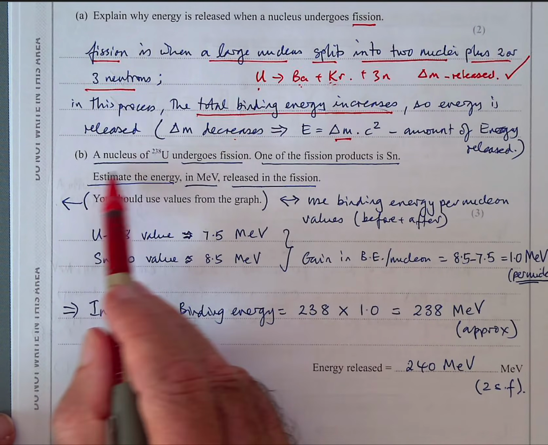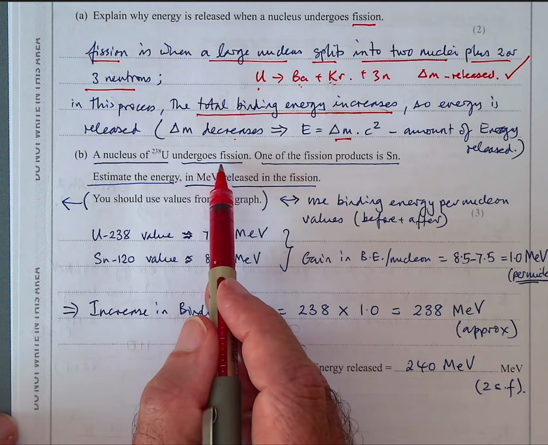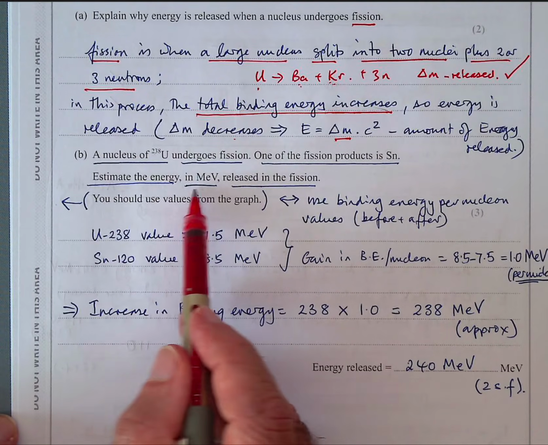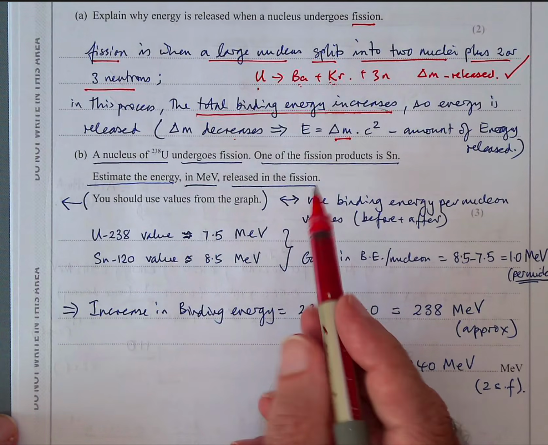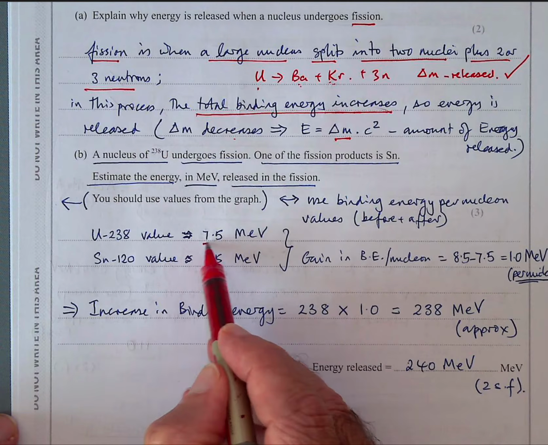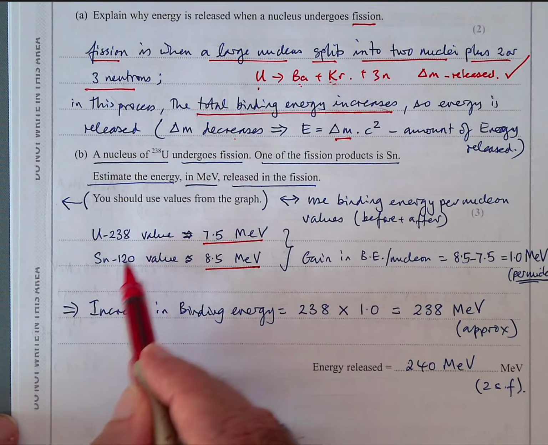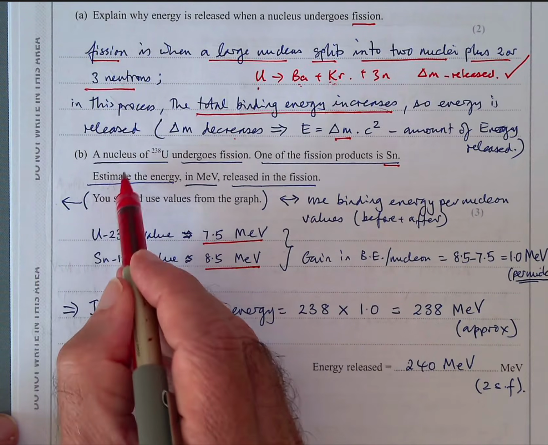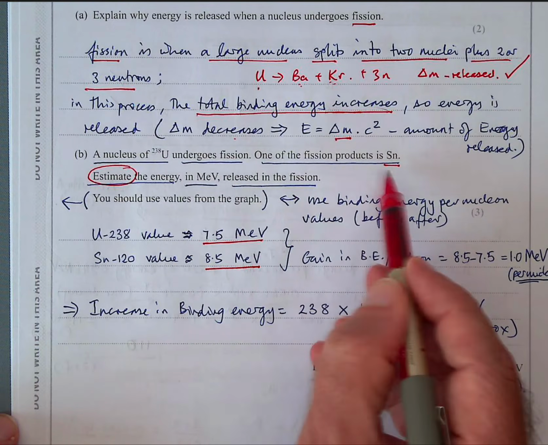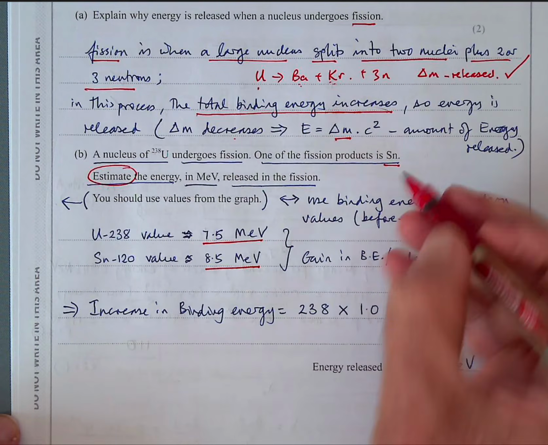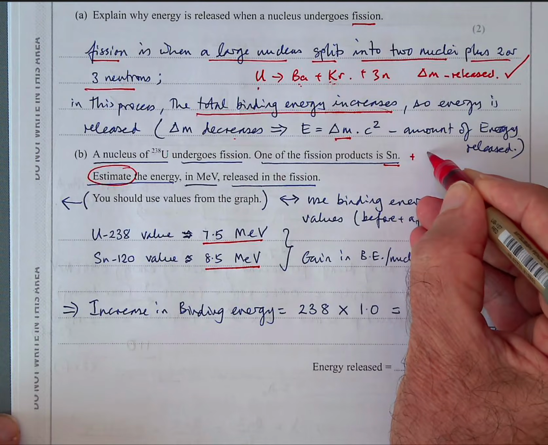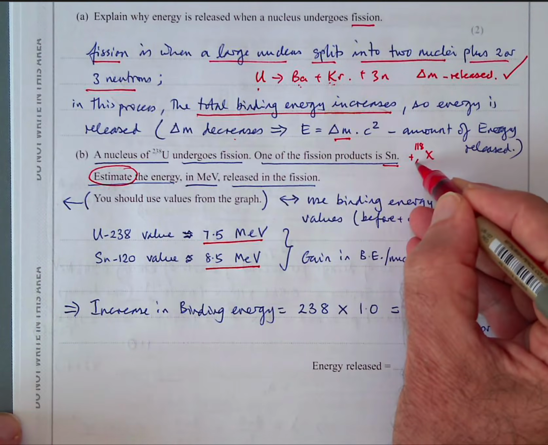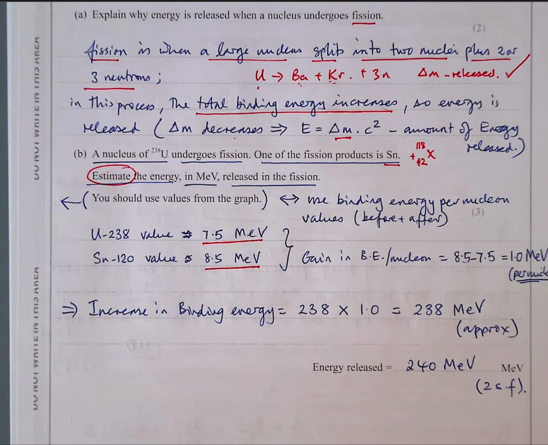Okay, so a nucleus of uranium-238, as we spoke about, undergoes fission. One of the products is tin, as I showed you on the graph. Estimate the energy in mega electron volts released in this fission. So you need to look at your graph, and we did that, 7.5 versus 8.5. Because one of them is tin, it's an estimate because we don't know what the other one is. We'd have to work out what the other one is. 120, so it'll be tin plus something x with 118 here, and that was 50, and this is 92, so that'll be 42.